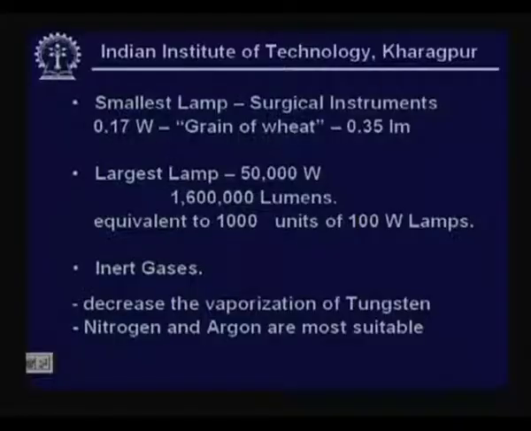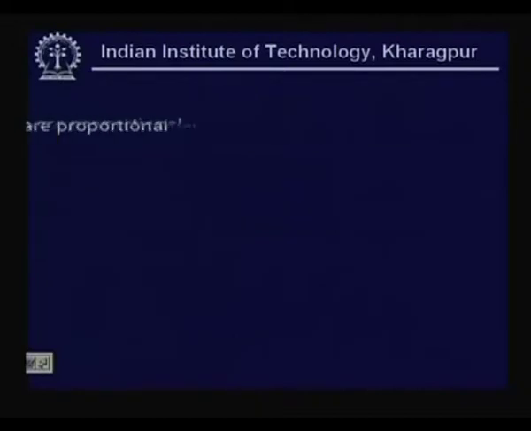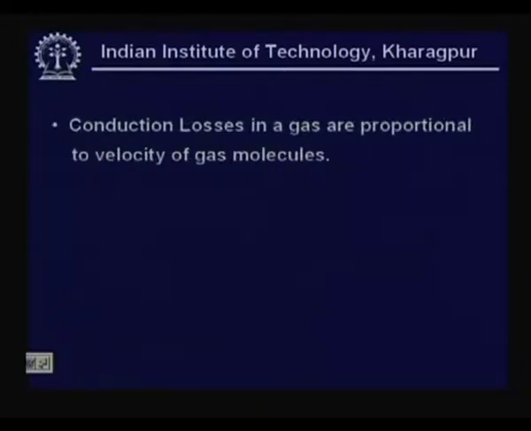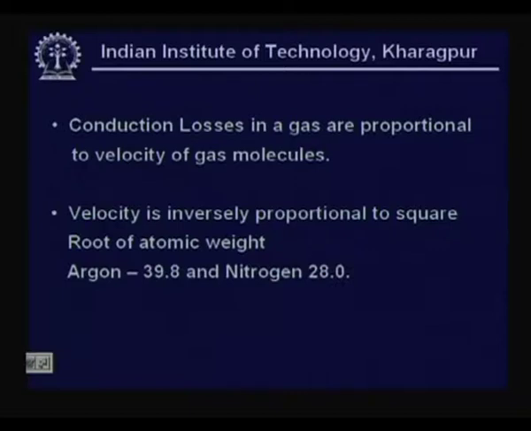So, that is the process. The inert gases are employed, and they decrease the vaporization of the tungsten. The most suitable gases have been found to be nitrogen and argon. It is said the losses in a gas are proportional to the velocity of gas molecules, and velocity is in turn inversely proportional to the square root of atomic weight. These gases have been found suitable considering that their atomic weights are 39.8 and 28 respectively for argon and nitrogen.